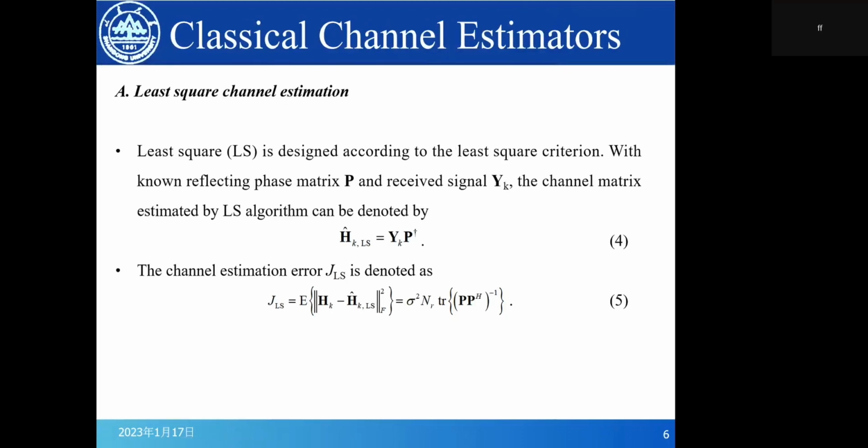We will talk about the classical channel estimators. First, we will introduce least square channel estimation. Least square, we can call it LS, is designed according to the least square criterion with non-reflecting phase matrix P and the received signal Y_k. The channel matrix estimated by LS algorithm can be denoted by equation 4. So we can get the H_k_LS, and we can get the channel estimation error J_LS as equation 5.